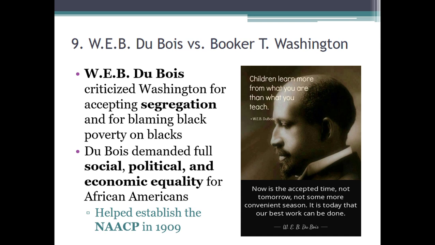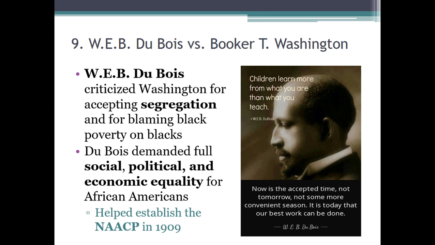W.E.B. Du Bois says, no, we cannot tolerate segregation. We can't allow that to continue for one second. It has to end immediately. And Du Bois also pushed for more opportunities at the highest levels of education for African Americans. He believed there was going to be this elite group of African American intellectuals, what he called the talented tenth, that would lead the way for the rest of African American society. What he demands is complete social, political, and economic equality. And remember, he is one of the founding members of the NAACP.